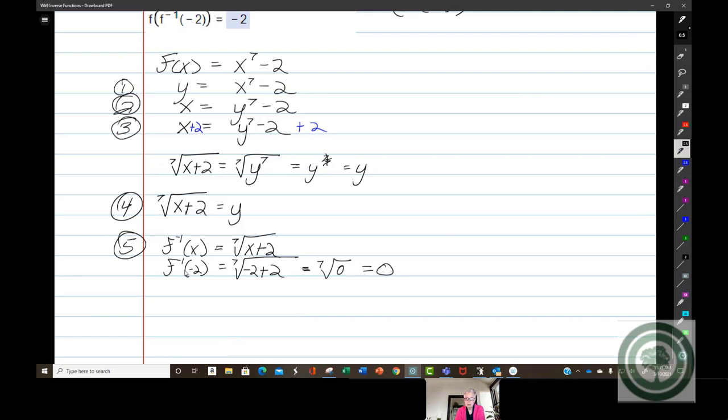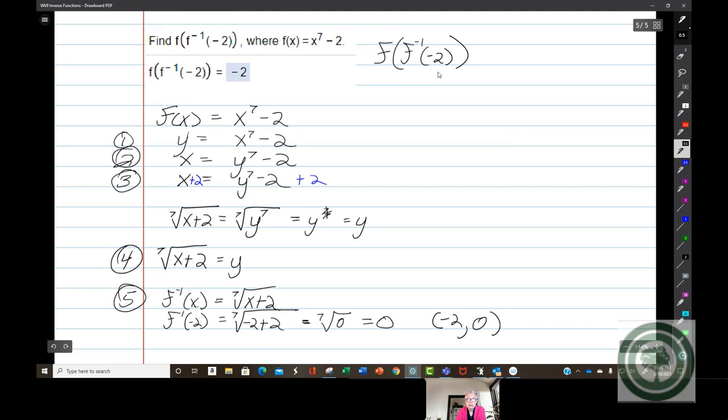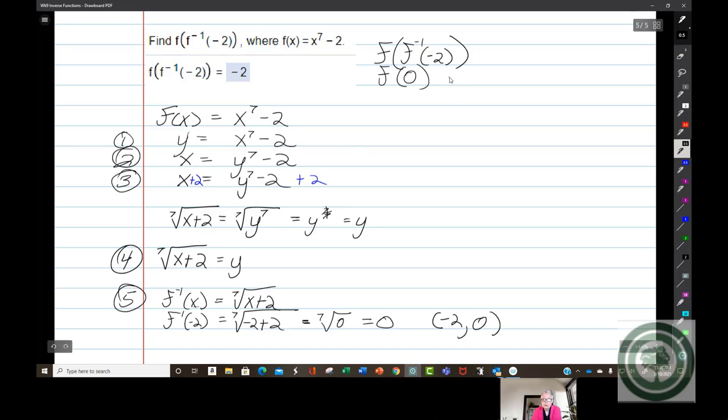So, I know that here, the point negative 2, 0 is on the graph of f inverse of x. The reverse of that is going to be on the graph up here of f of x. So what we're finding is f of 0. And that will be negative 2. Which means that the point 0, negative 2 is on the graph of f of x. See how it works? The points of f of x and f inverse of x are reversed. The x's and y's are reversed.